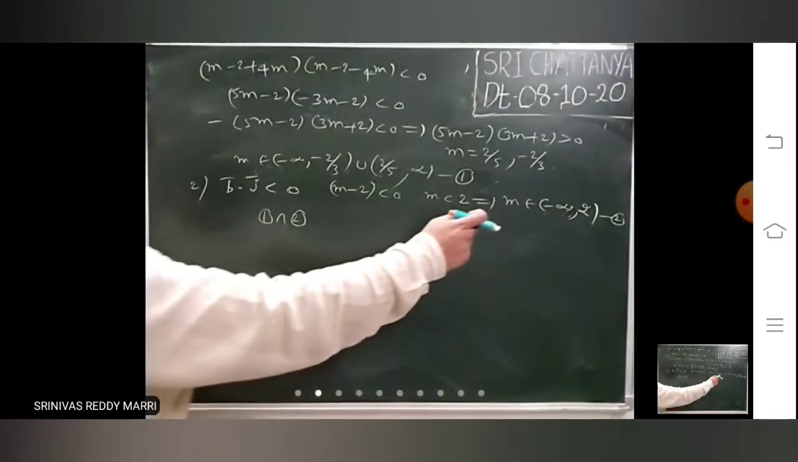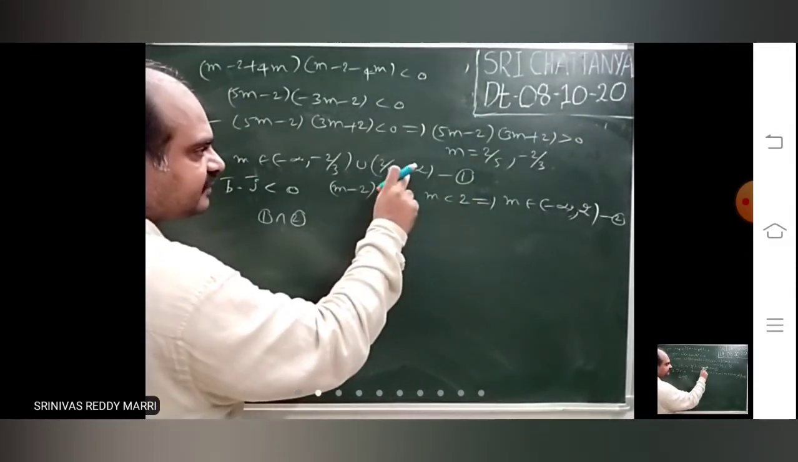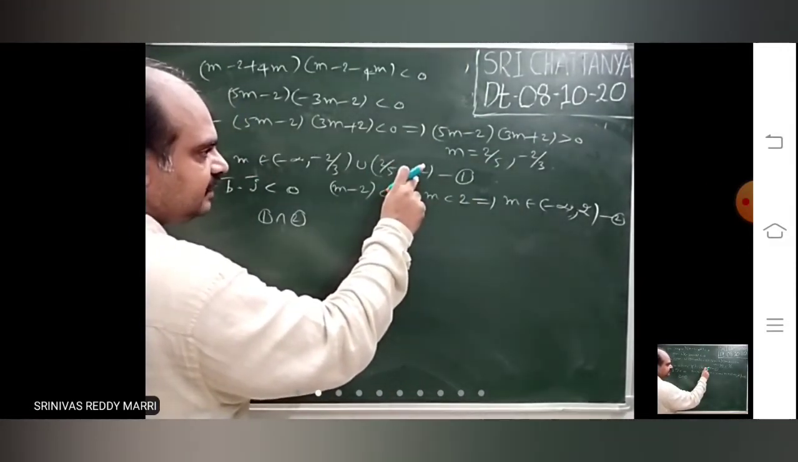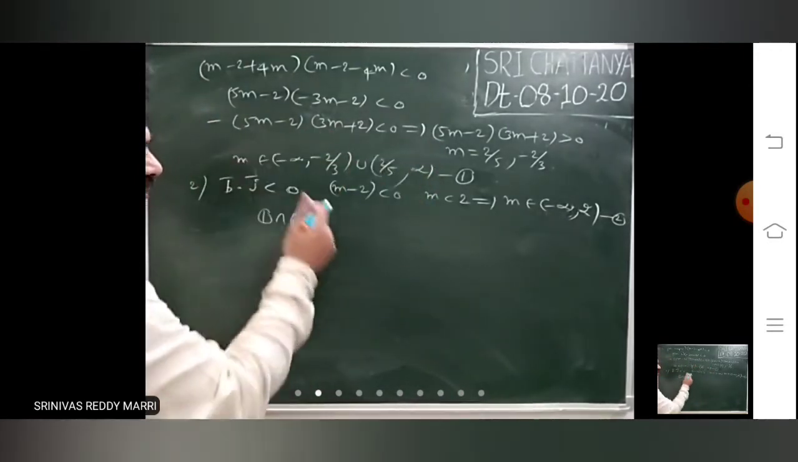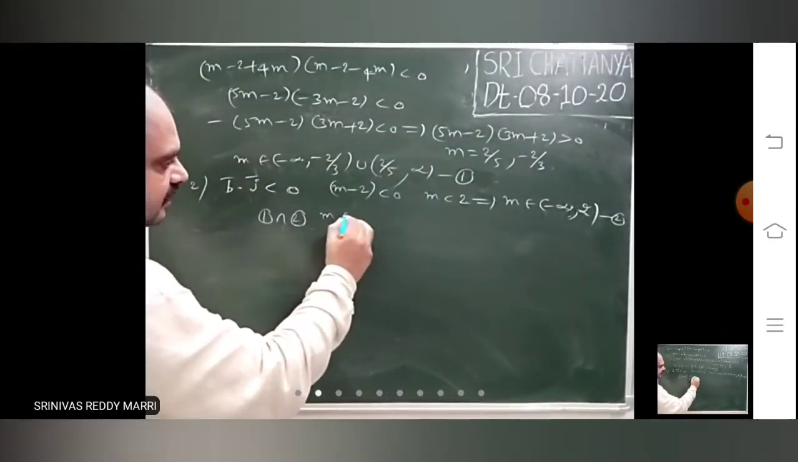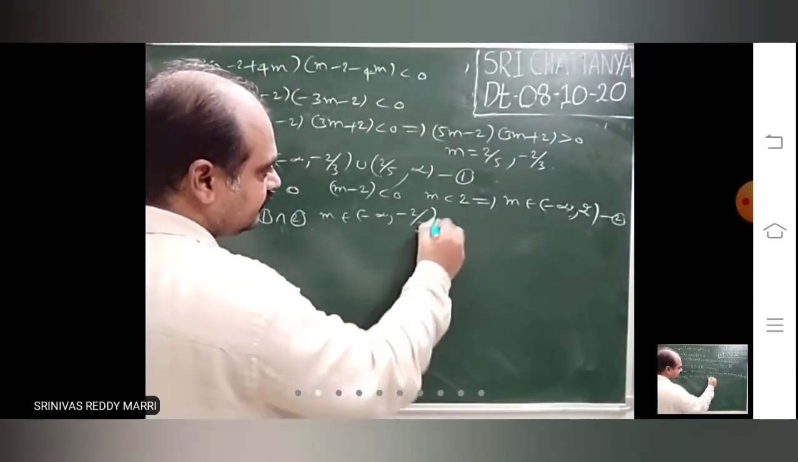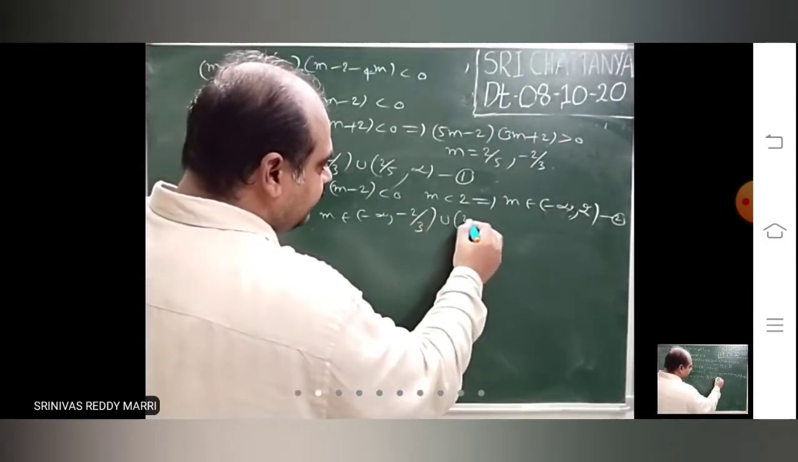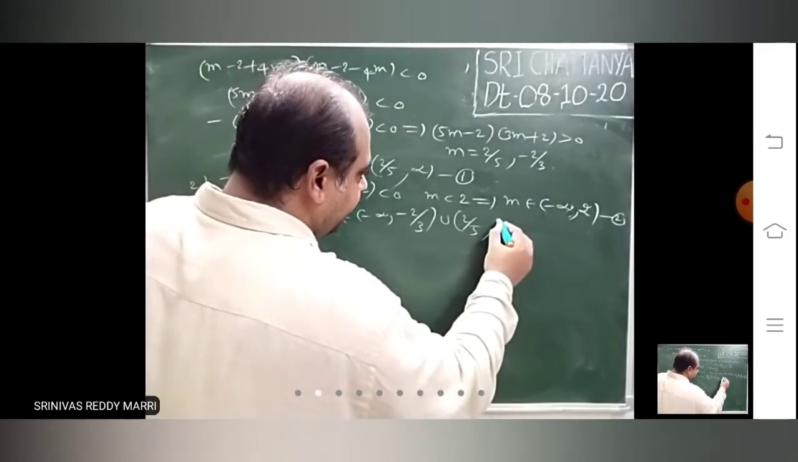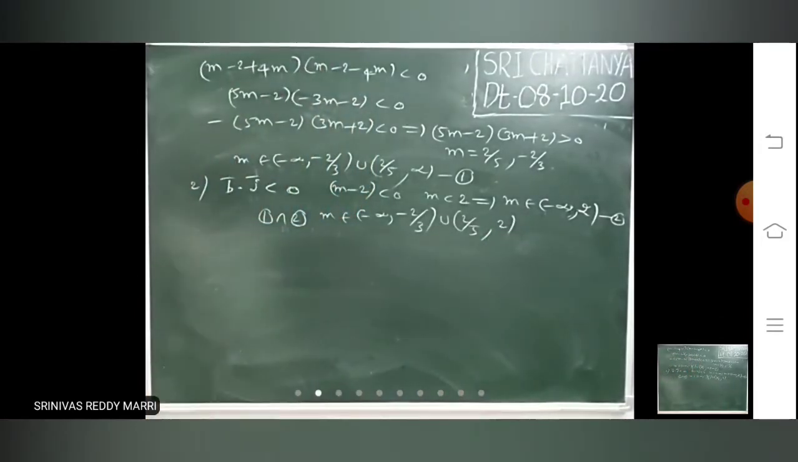That means this is less than 2. 2 is after 2 by 5. 2 is here. So less than 2 means common values will be the less than 2 values, union 2 by 5 till 2. These are the common values. So that is the answer. Like that, for acute and obtuse angle conditions, you use them and then take the intersection of both.